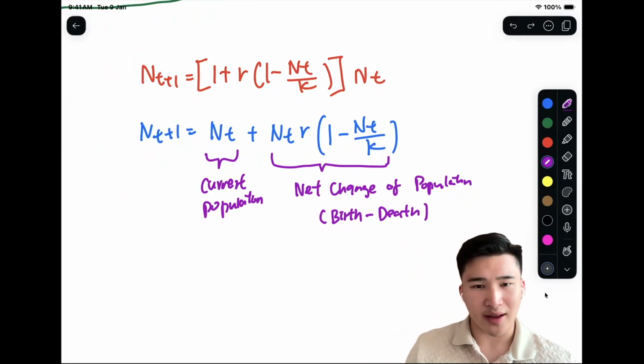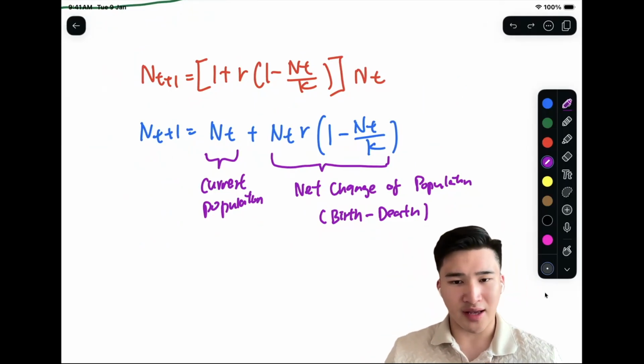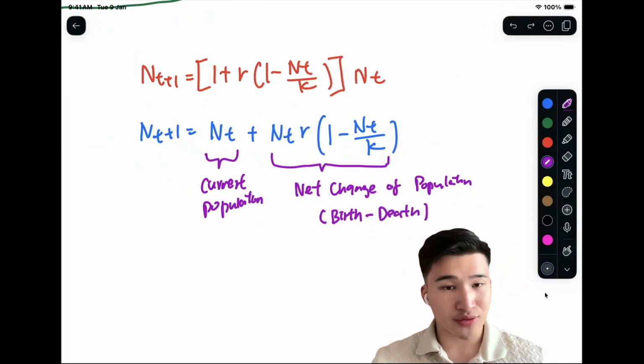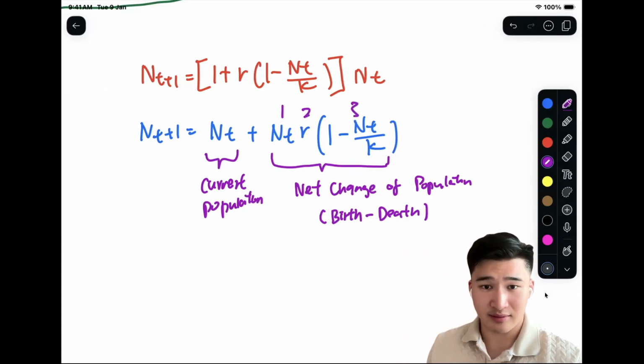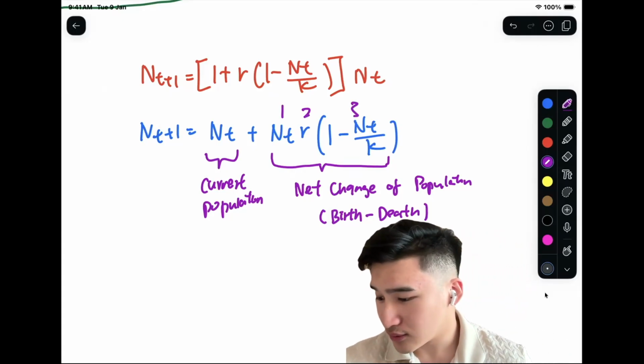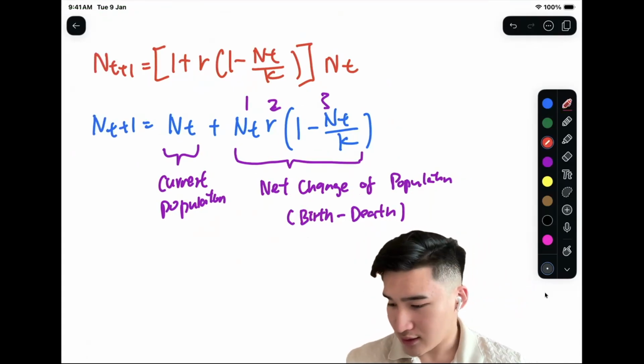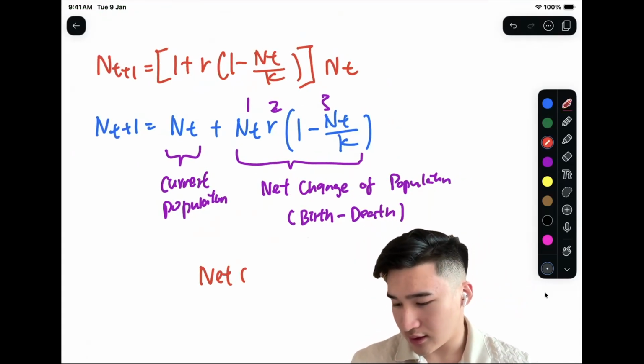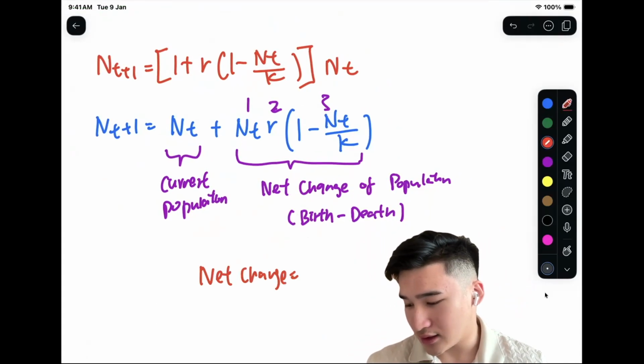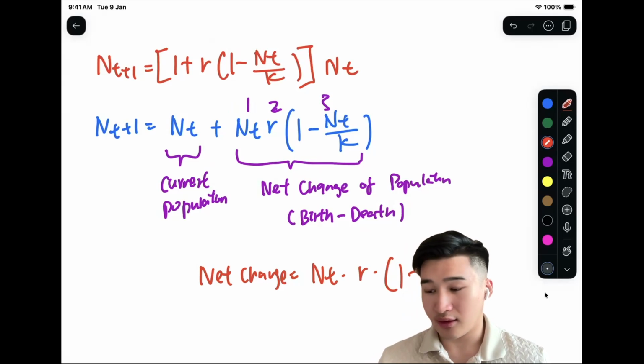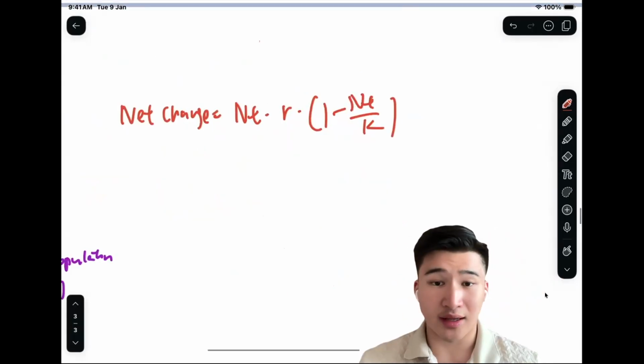And so you might be wondering, how does this resemble the net change of population? We have literally three terms within this product. So let me just take this out and write it again. The net change is going to be equal to N_t times r times (1 minus N_t over K). This is the net change.